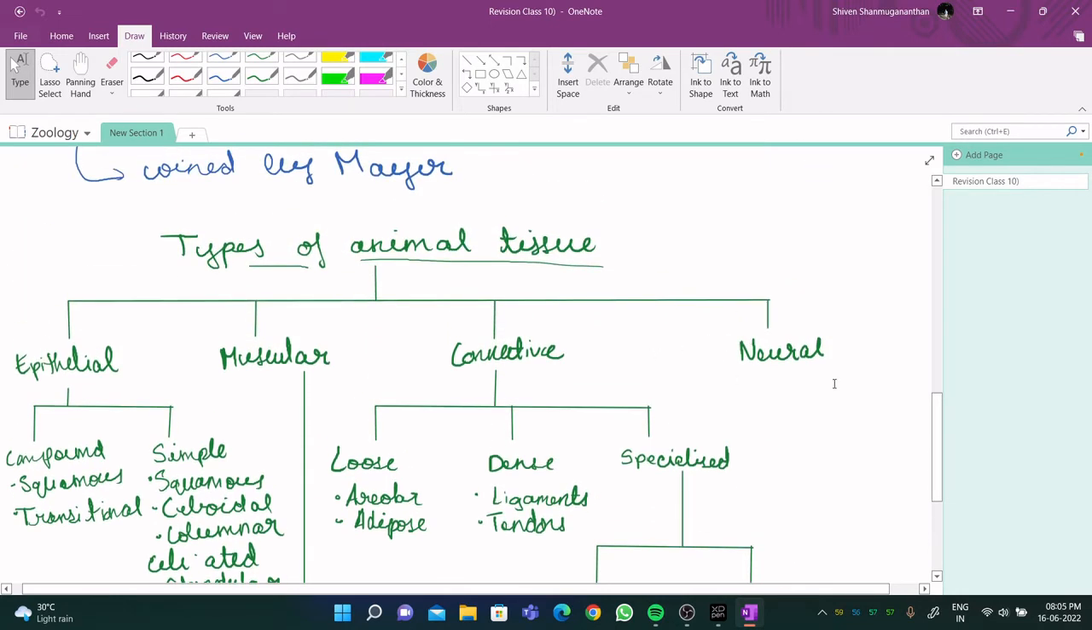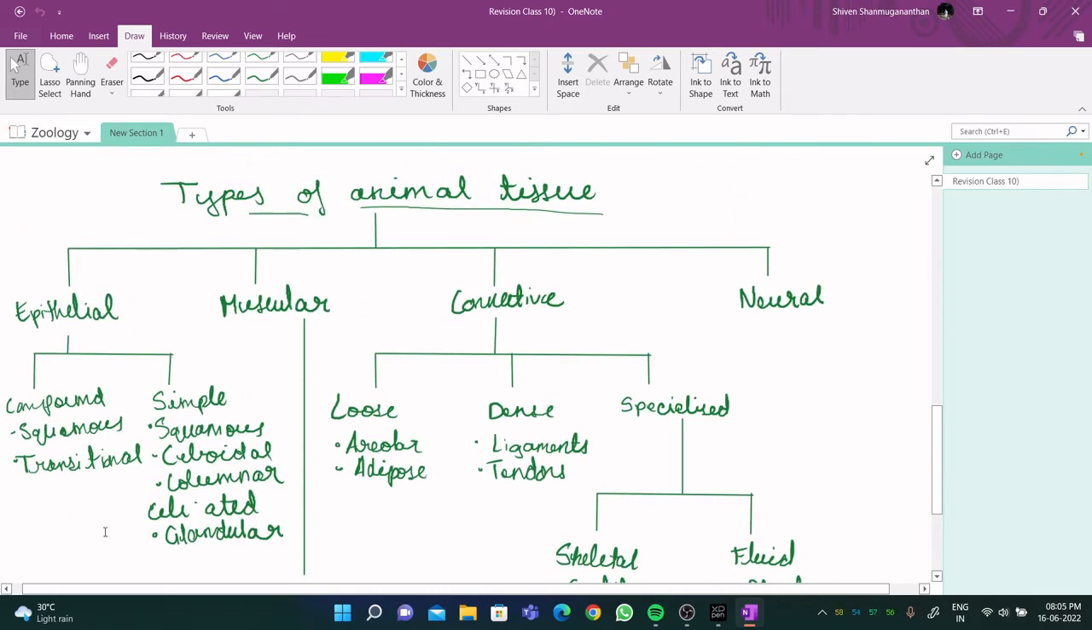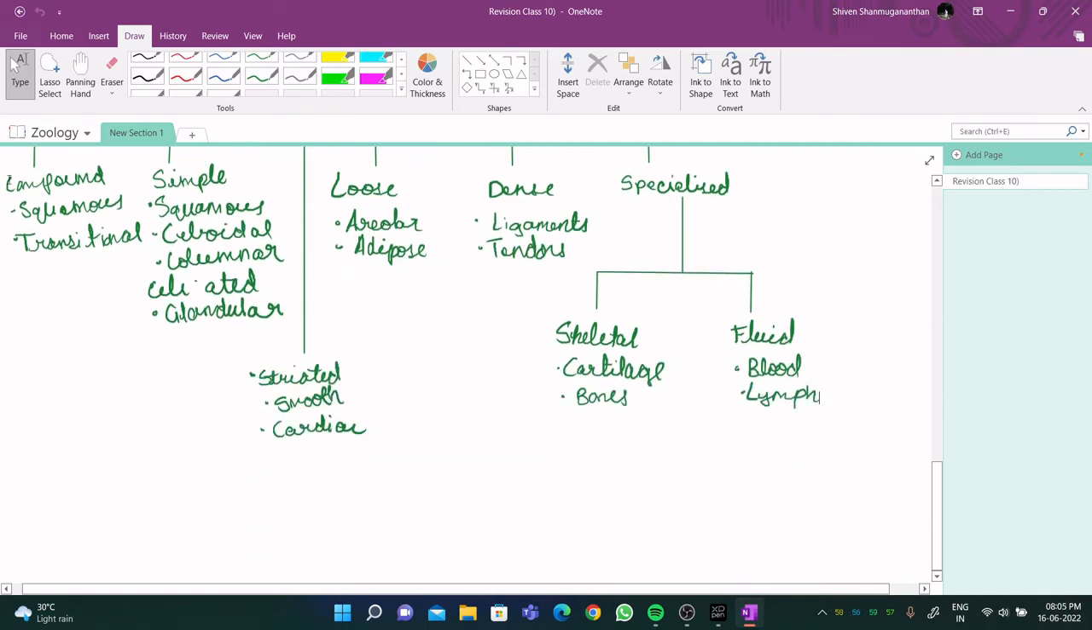And then we have the neural type, which is basically brain cells or nerve cells. Now, epithelial tissue have the highest power of regeneration, whereas neural tissues have the least. Now, let's move on to epithelium.